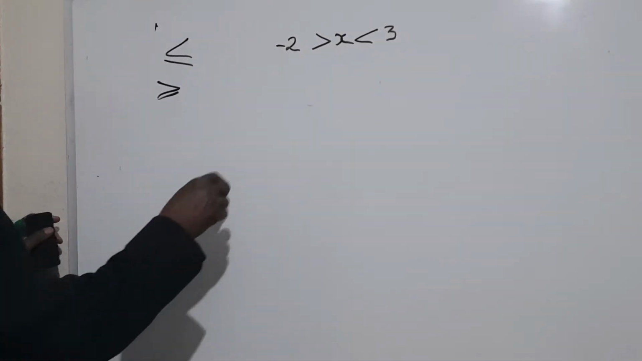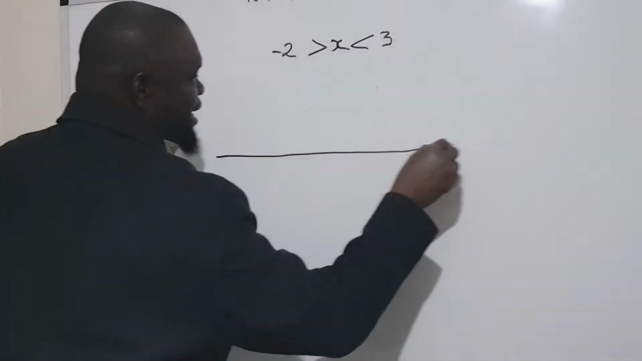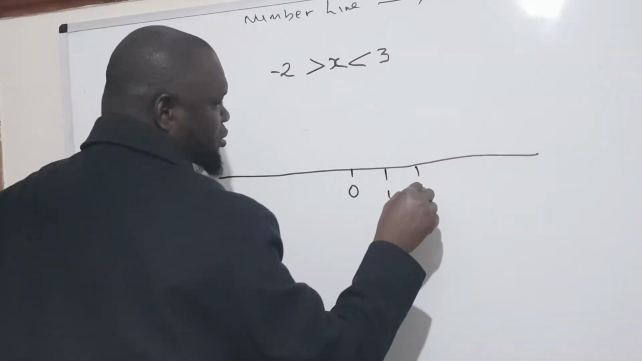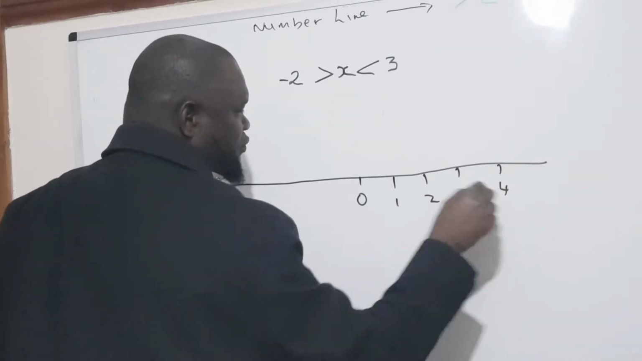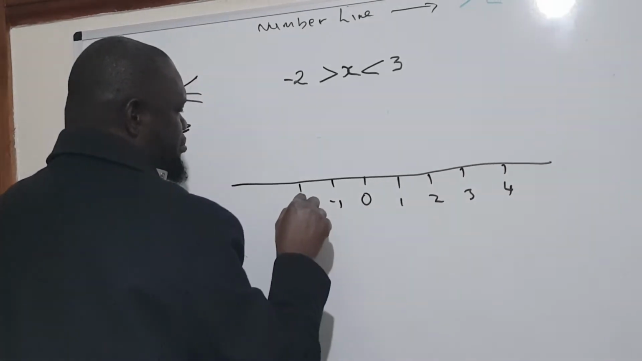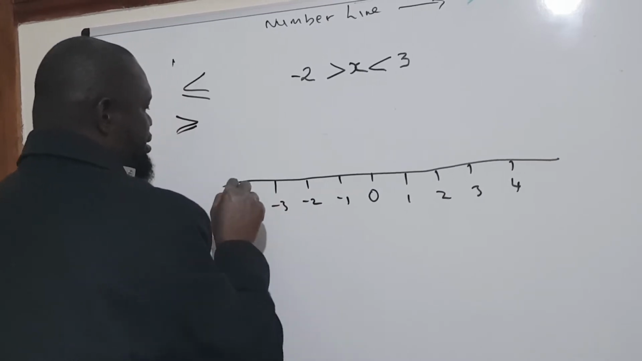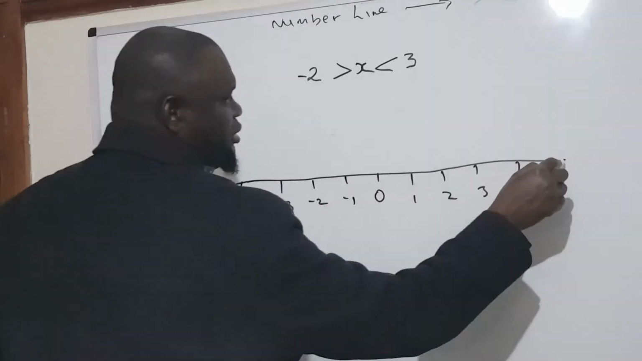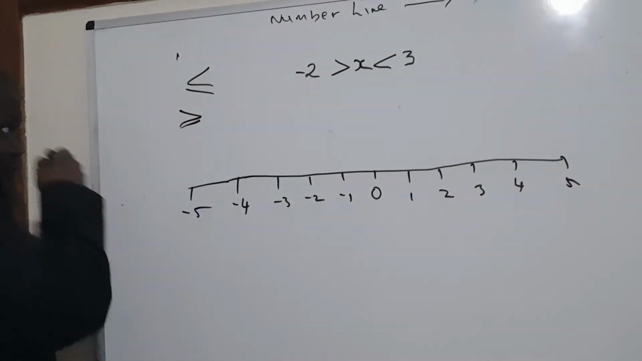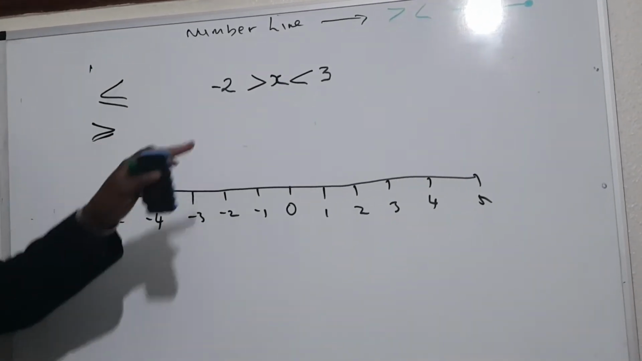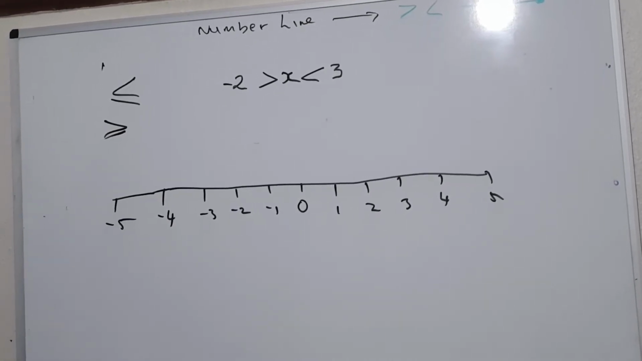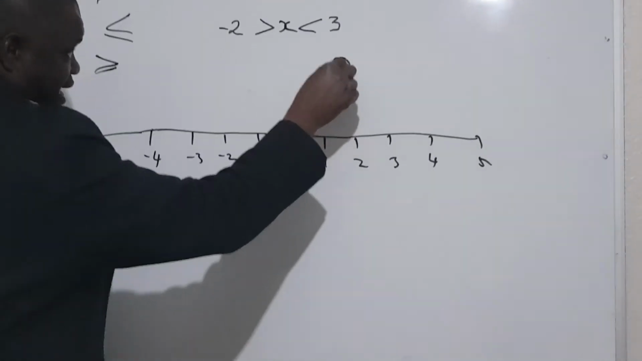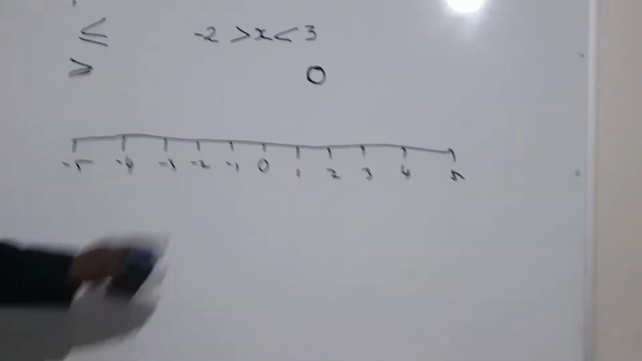Now, same procedure, we draw our number line. Remember, we are dealing with less than or greater than: 1, 2, 3, 4, minus 1, minus 2, minus 3, minus 4, minus 5, or 5. Remember, we are given a range. Since it's a less than question, it's not a shaded circle, but an empty circle. We identify our two numbers.